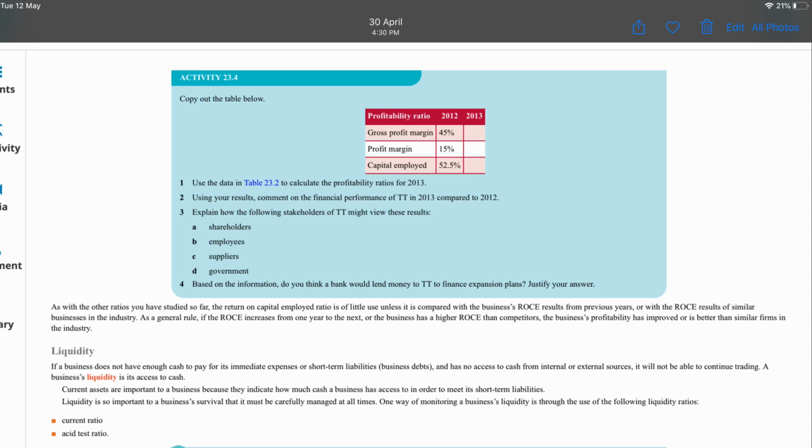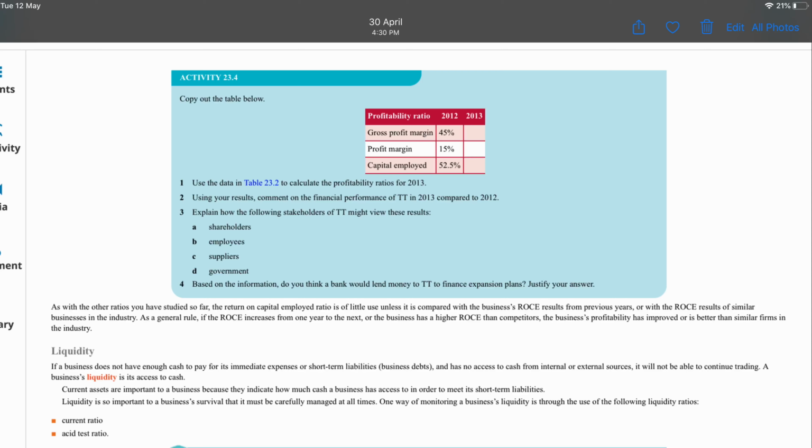So for 2013, your answer should be 48%. How do you get 48%? 240 divided by 500 times 100, you get 48%. Remember the table from 23.2. For profit margin, you should get 14%. How do you get 14%? It is 70 divided by 500 times 100. So you should get 14%, 1-4.